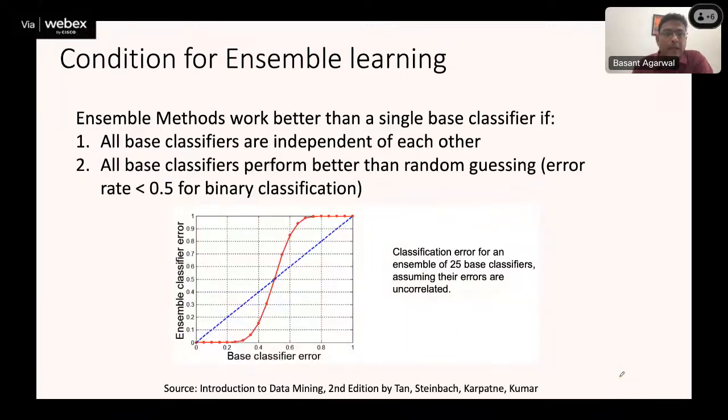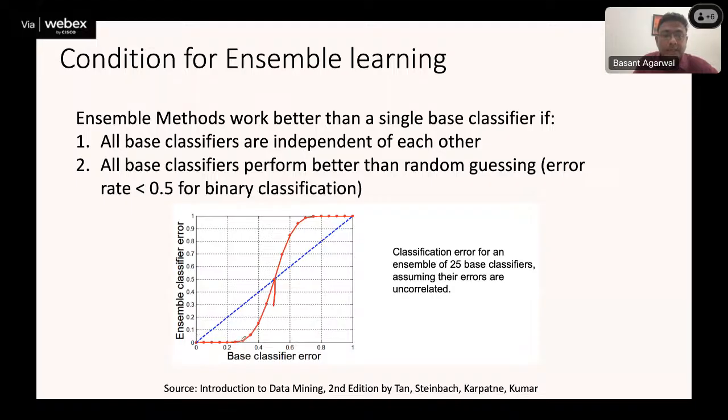That is why the ensemble technique will not always work, but it should work if we follow the conditions. One piece of research also shows that ensemble methods work better than a single classifier if all base classifiers are independent of each other, and all base classifiers perform better than random guessing. That is, the error rate is less than 0.5 for binary classification. If you notice on this graph, if the base classifier errors are less than 0.5, so better than random guessing, then when we combine them, the ensemble classifier always performs better.